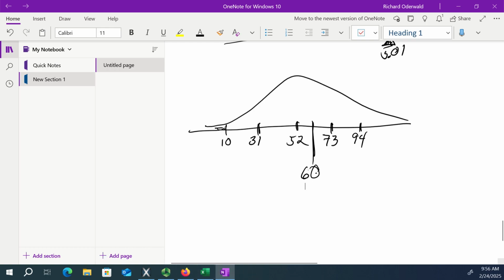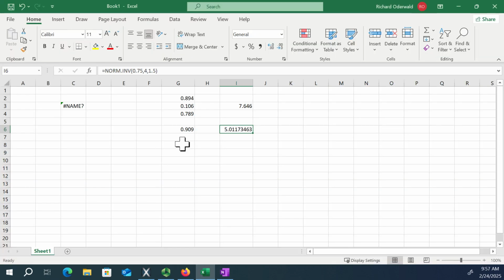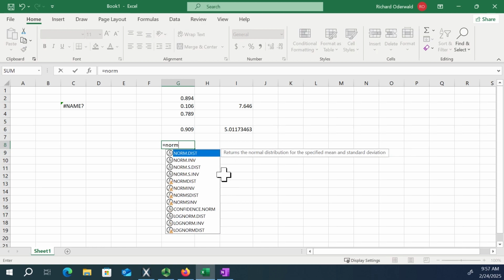What side do I want? What's it say? More. I want that. To get that, I've got to get this and subtract. So we've got .dist or .inv? Dist. We got a number. We want an area. Equals norm.dist.